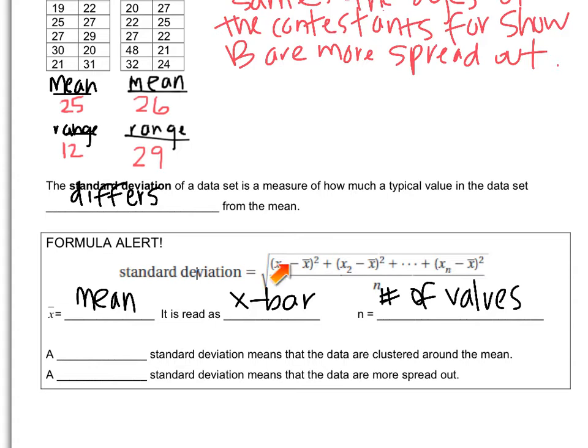But so we take one person's value, subtract the mean, square it, plus x2 minus x bar squared, plus dot, dot, dot, like x3. So this means it continues until you get the very last person minus x bar, all divided by the number, and then you take the big square root. It's super crazy. You just got to find your values and plug them in very methodically.